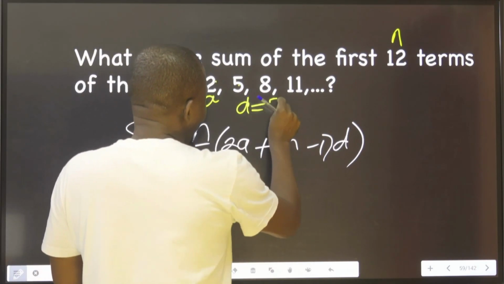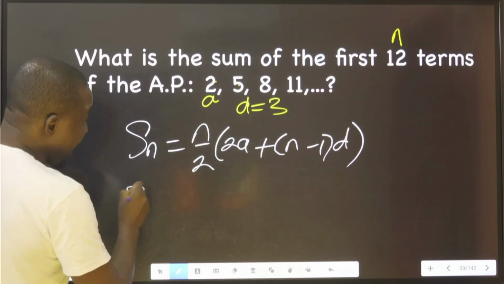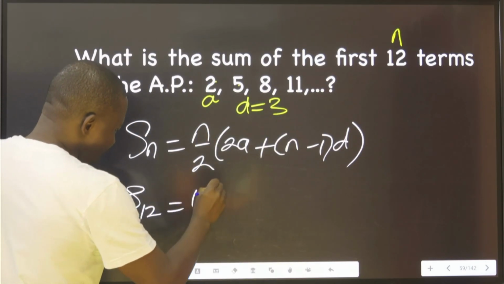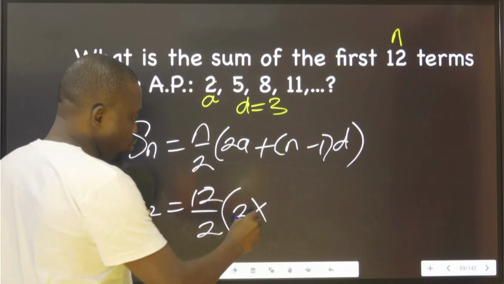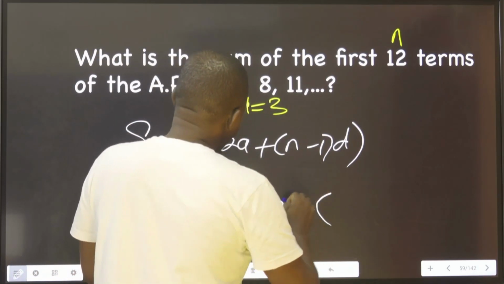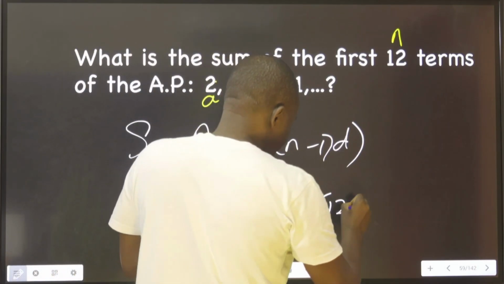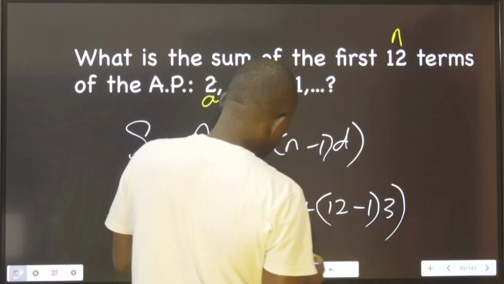You agree with me? It's going to be 3. So if we substitute here, this is 12. 12 over 2, 2 multiplied by a, which is what? 2 plus n is what? 12. Minus 1. The common difference is 3. Okay? You agree with me?